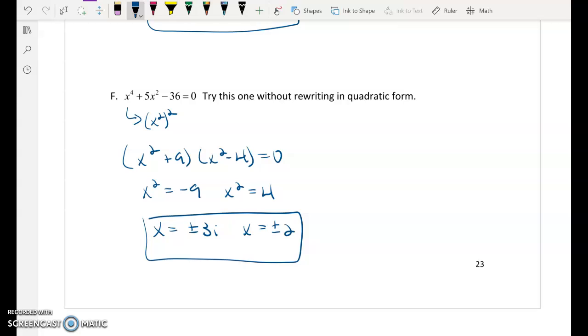For this one, you've actually done something like this before. When you have x to the 4th, you can recognize that's just x squared squared. Basically your x to the 4th is going to turn into two factors beginning with x squared. And then you're just looking for your target product, target number, solving. You end up having two complex solutions and two real solutions.